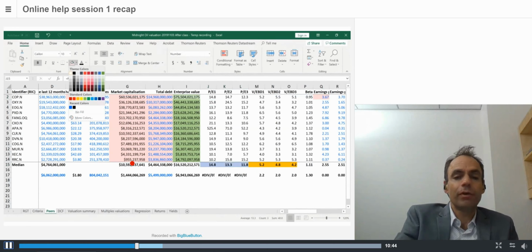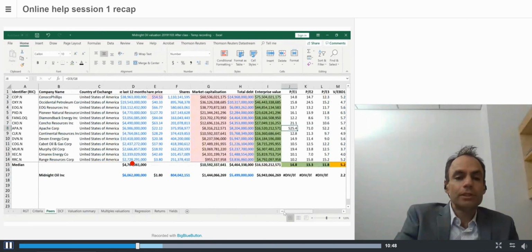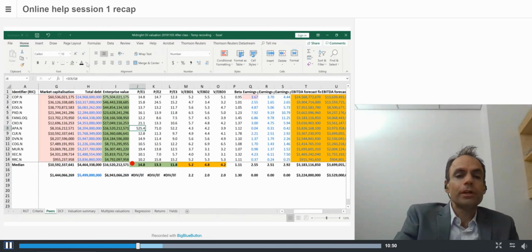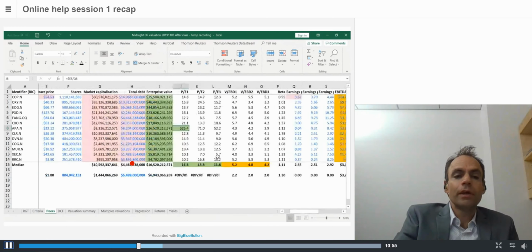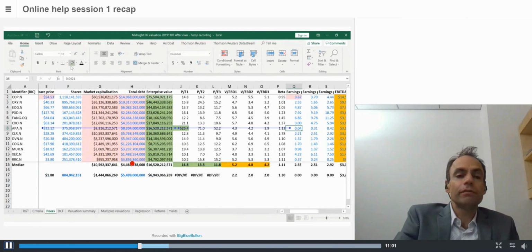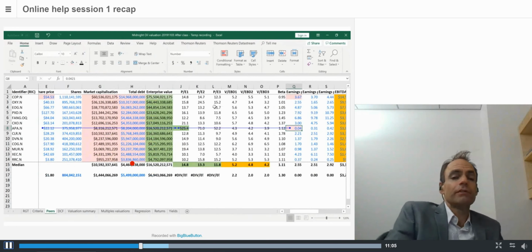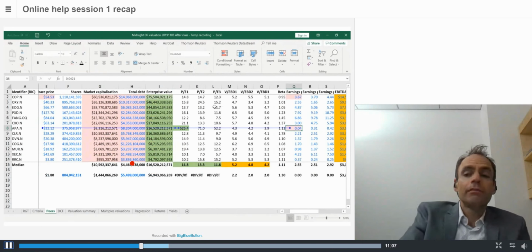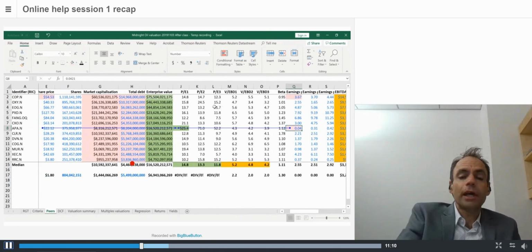Again, I'm going to take the median price earnings ratios, and you can see here's a good illustration of why I'm taking a median. For the company APA, which is Apache Corporation, the price earnings ratio is 525.4. That's occurred because the share price is $22.12. The earnings per share projection for the first forecast year is just 4 cents. And that's a ratio of 525.